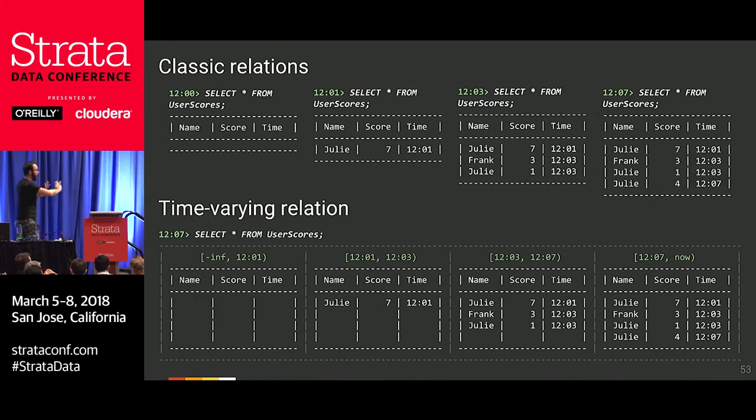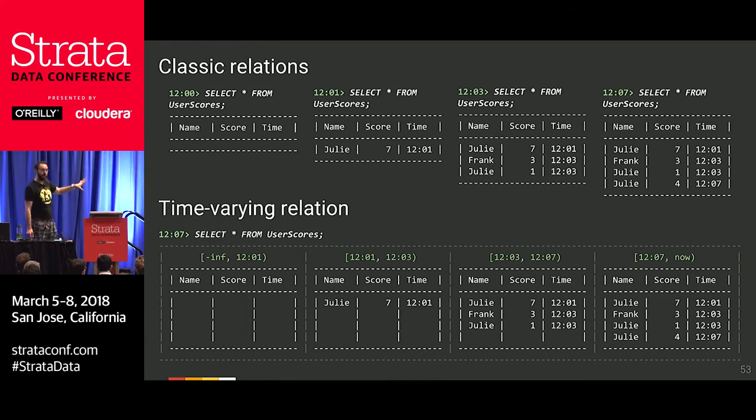And it's, of course, flattened out here because of the constraints of physics. But what this is basically saying is that user scores, here's how it existed over these ranges of time, right? And what's really cool about this is that if we were to apply a relational operator to this time-varying relation, because it's really just a sequence of classic relations, it would be the same as applying that relational operator to that sequence above of classic relations independently, right?